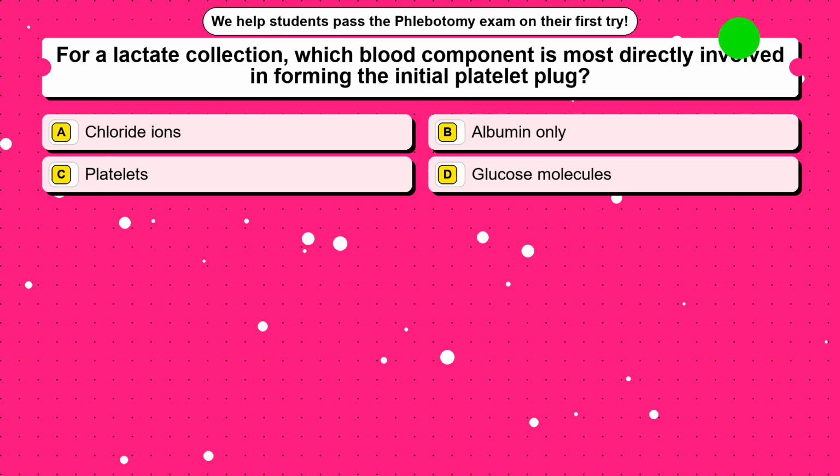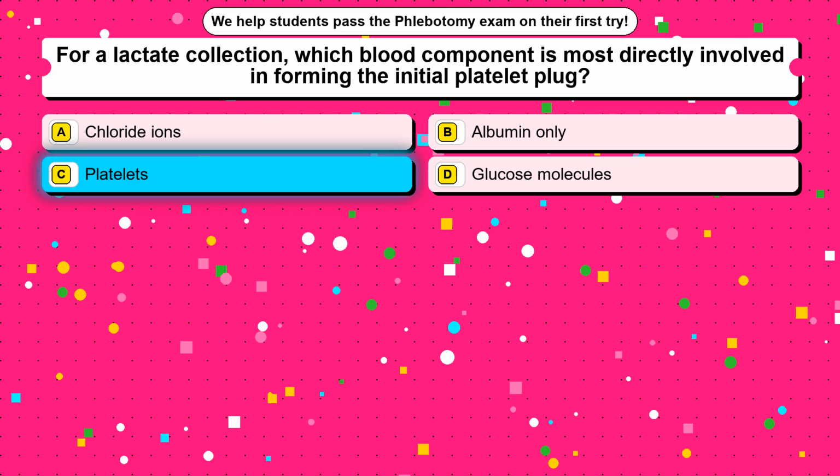Question 95. For a lactate collection, which blood component is most directly involved in forming the initial platelet plug? Option A. Chloride ions. Option B. Albumin only. Option C. Platelets. Option D. Glucose molecules. The correct answer is option C.